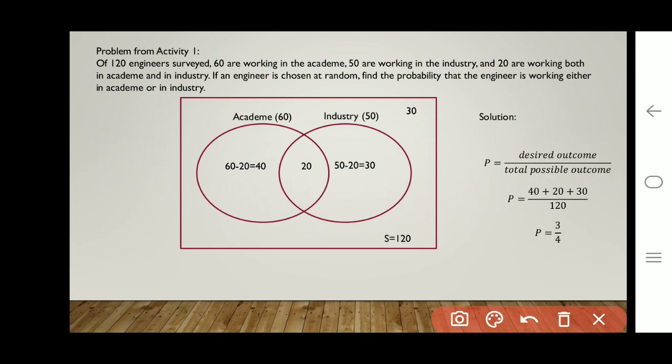Therefore, compute natin, we have 40 plus 20 plus 30. So, pag pinag-add-add natin to, 60, 90. O asan yung 30? Walang trabaho. Wala sila sa industry, wala din sila sa academe. So, we only have 90 over 120. Therefore, yung probability is 3/4.